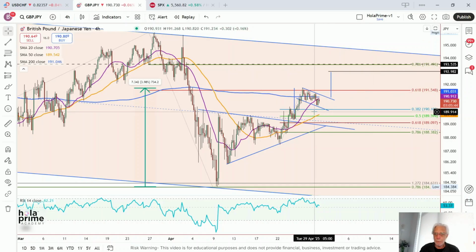Of course, if there's a drop much further, then this flag becomes invalid, and there has to be a trigger. But it's there, and it's a potential bull flag breakout.